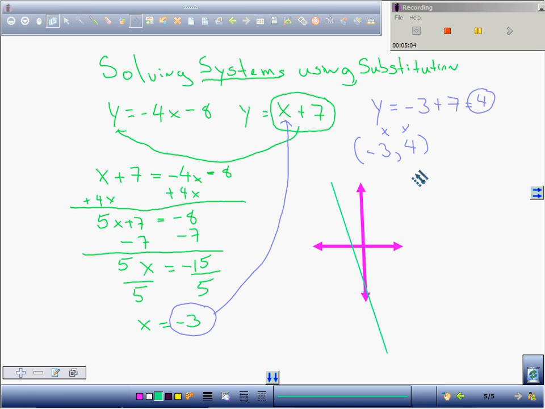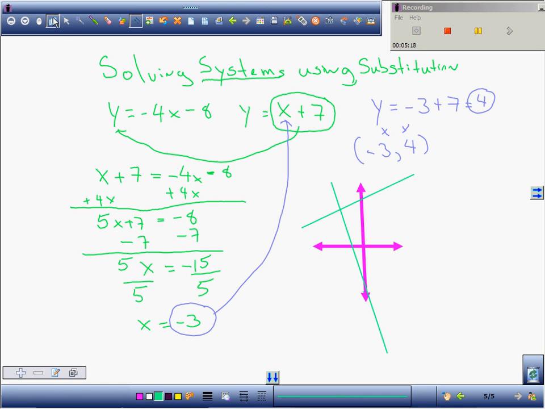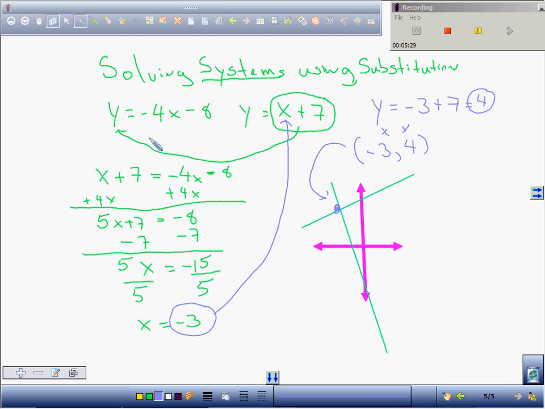Kind of like, and it's going to have a slope of 1. So it's going to cross like that. And then I'd have to find that point of intersection, right? And that is that point right there. But it's easier and more accurate to do it algebraically. Okay? So that's how you solve a system using substitution.